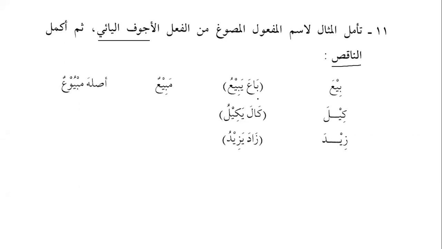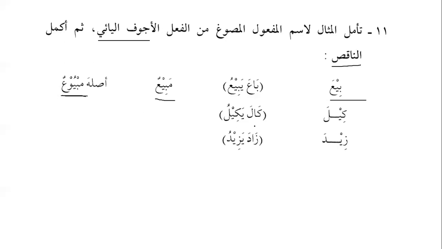So as we can see here, باعَ يبيعُ, and the verb form itself will be بيعَ, but when we look at the derived form, الاسم المشتق منه, it will be مبيعٌ, and أصله مبيعٌ. And this change is completely different. We discussed this in book number two, in case you want to see how these changes take place. But here we will only look at the patterns and write them down or discuss them.